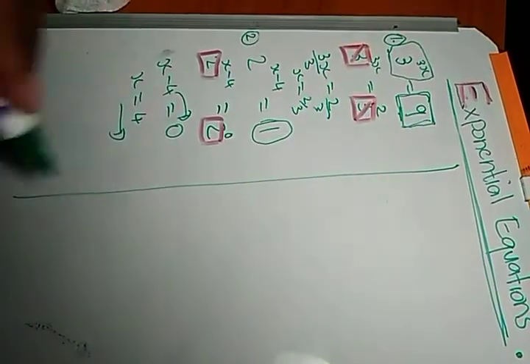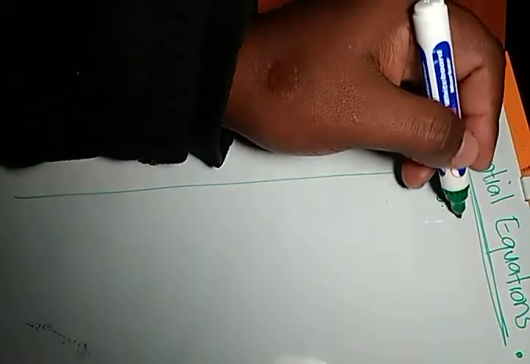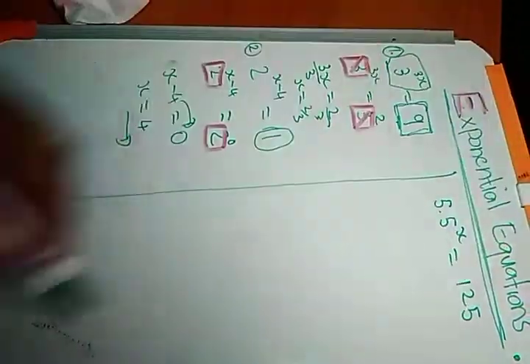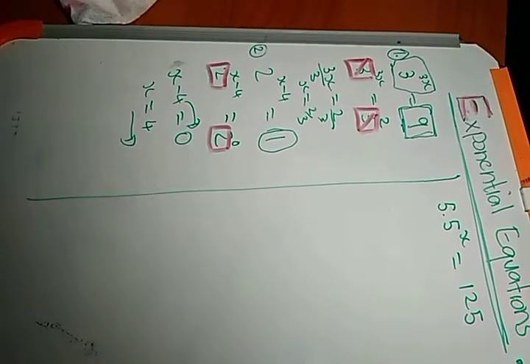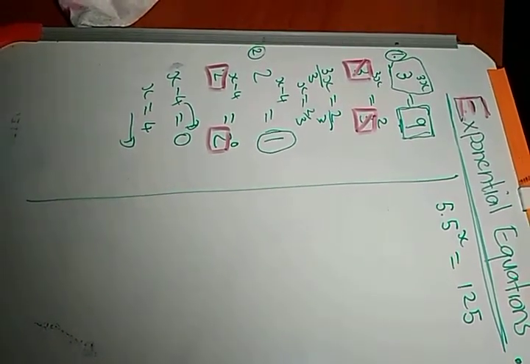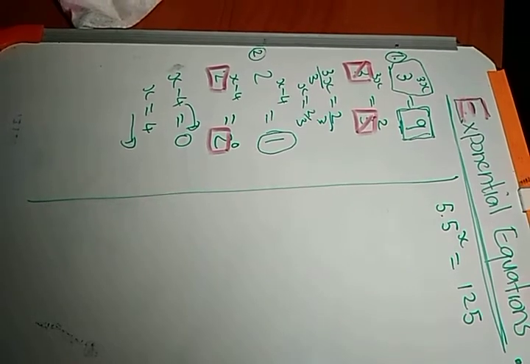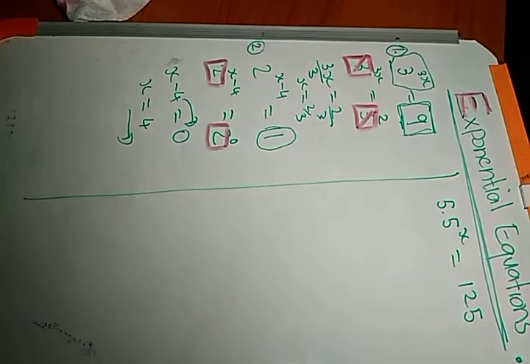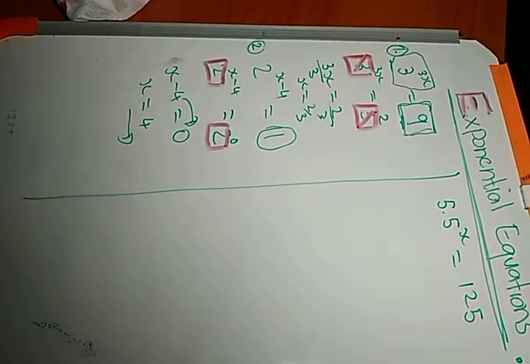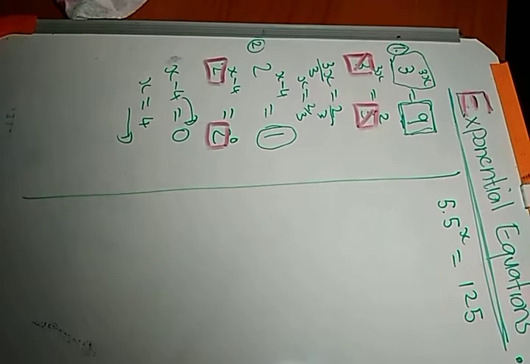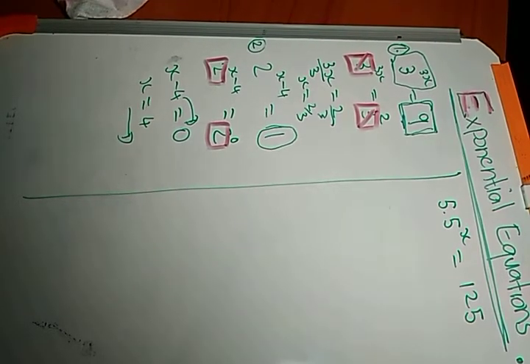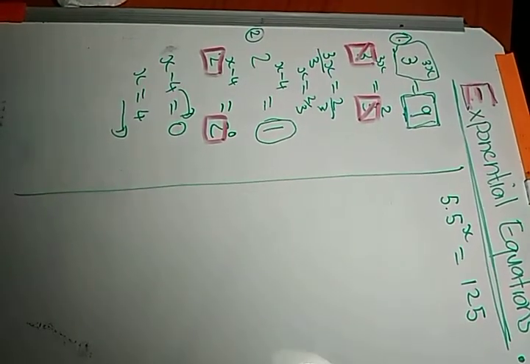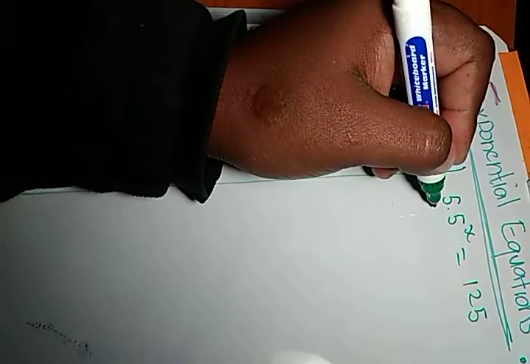Okay, let's look at another example. 5 times 5 to the power x is equal to 125. Okay, so let's see here. What do we do here? There's two ways we can do this. What can we do here? 125 is 5 to the power 3, I think. So if we go here, that's the same base, that's the same base.